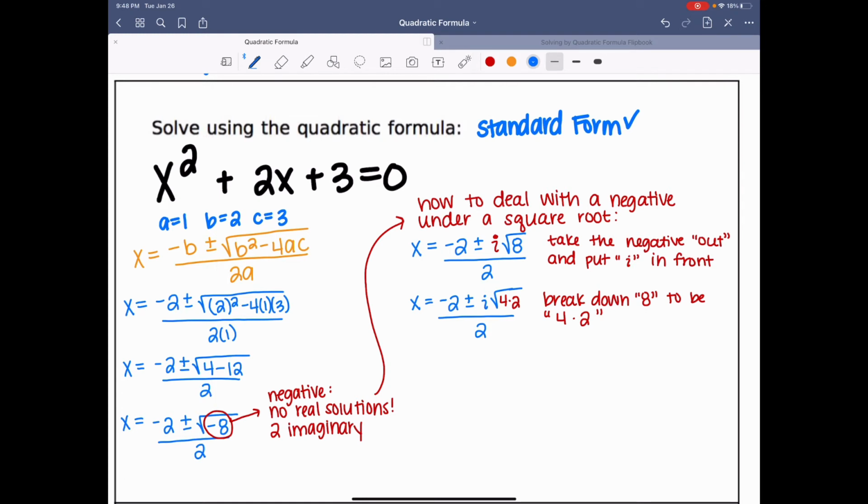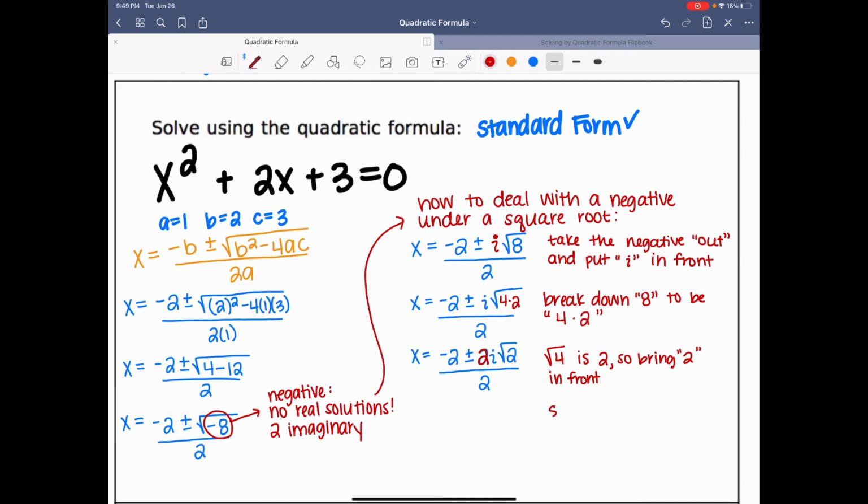Okay, so again we have x equals negative 2 plus or minus. Since I know the square root of 4 is 2, I'm going to bring 2 in front. I'm going to have 2i in front, and then square root of 2. And remember, we still have all of this over 2. Now what we can do, finally, this is going to be our last step, is to simplify.